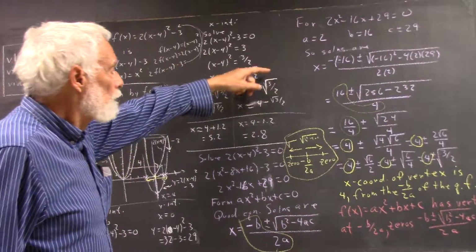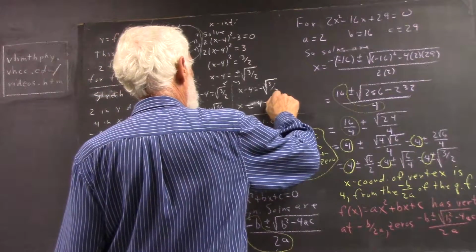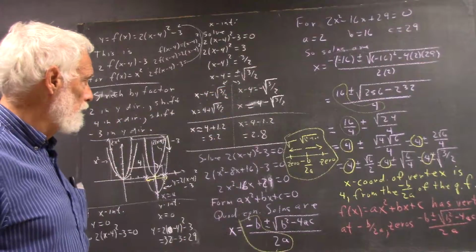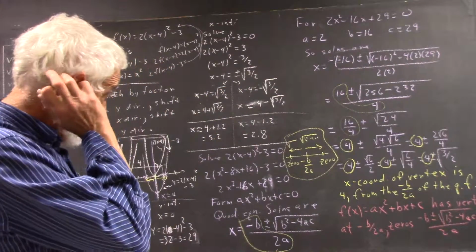Negative square root of 3/2, not the square root of 3 over 2 as it was written. Okay, I wrote it right over here. I don't know why I didn't over there, but again, keep an eye on me.